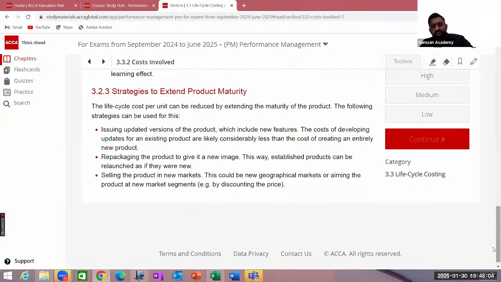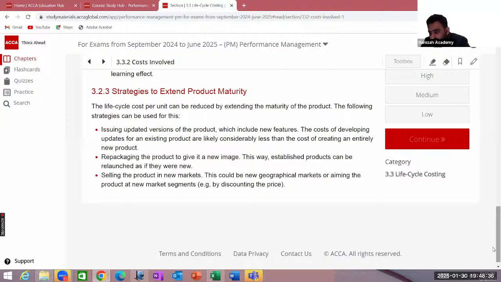Now, in a product life cycle, we have the initial idea phase, development, and when we introduce the product, then there is growth, and then there is a maturity stage. And after maturity, there will be a decline. Now, during the maturity stage, the strategy of the company should be that they try everything to extend the maturity stage of the product.